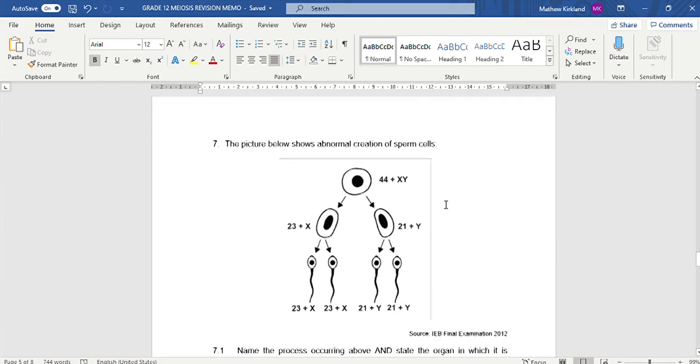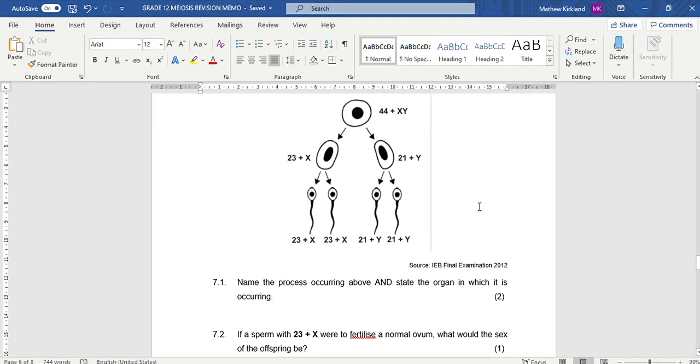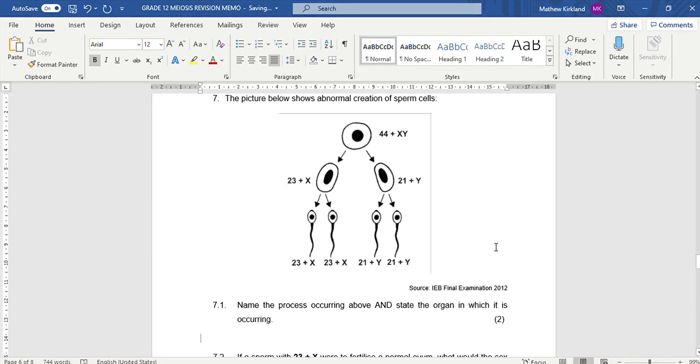Moving on. The picture below shows abnormal creation of sperm cells. So I'm telling you that it is abnormal. Make sure you try this question first by yourself because it's a slightly more complex one. It says name the process occurring above and state the organ in which it is occurring. Well, we know that this is meiosis.